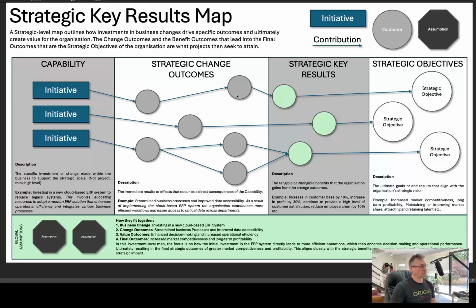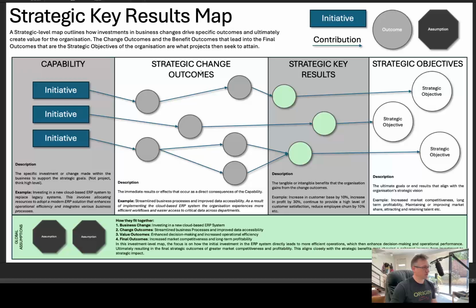Cool. So strategic key results map. This is where we map out our OKRs. So we start off with the strategic objectives of the business. What key results affect which strategic objectives? Not all key results will affect all objectives. Some key results will only affect one, some will affect multiple. So you can map those out.